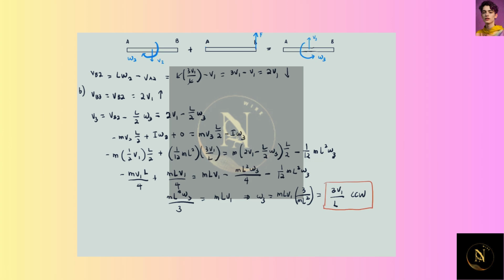Now, solving for V3, V3 is equal to 2V1 minus L over 2 omega 3. So that would be 2V1 minus L over 2 times 3V1 over L. So that would be 2V1 minus 3 halves V1, which is equal to 1/2 V1, directed upward.